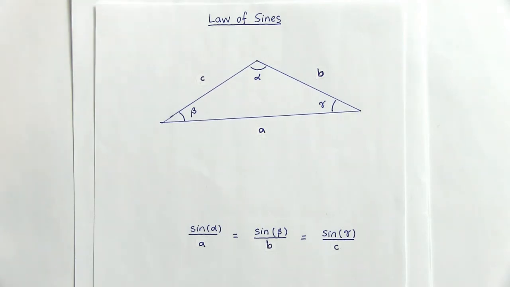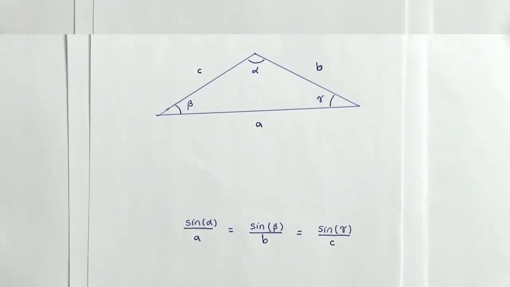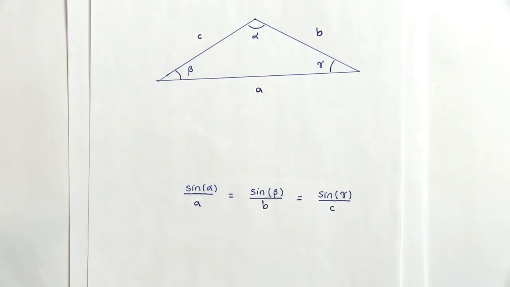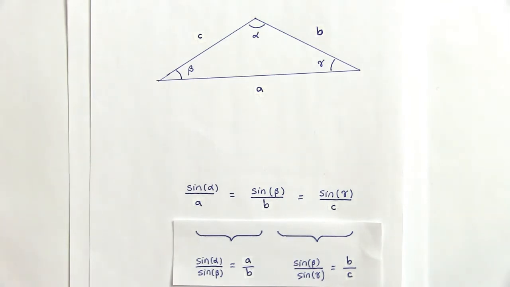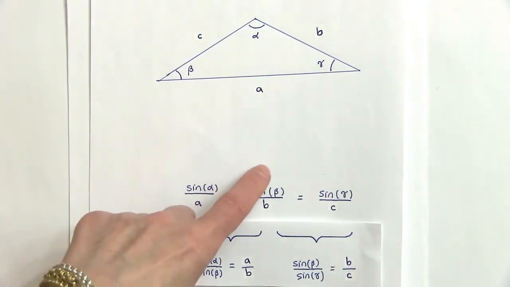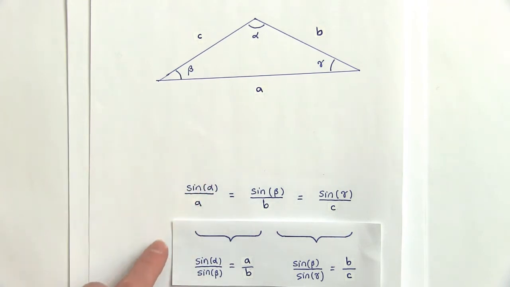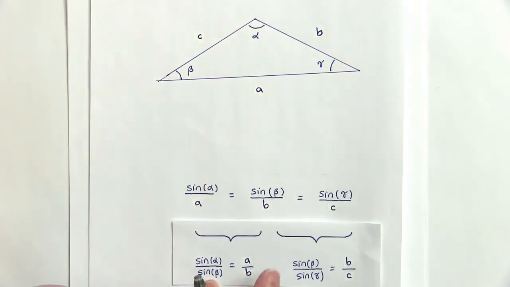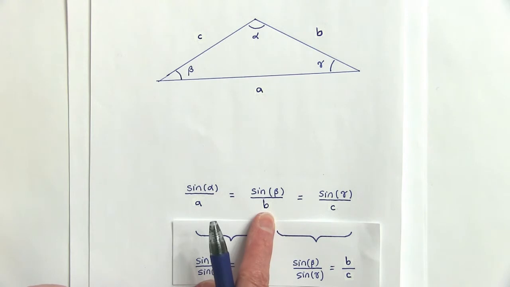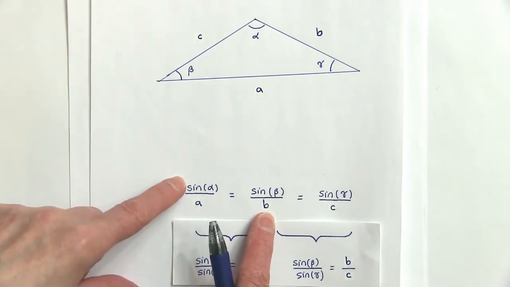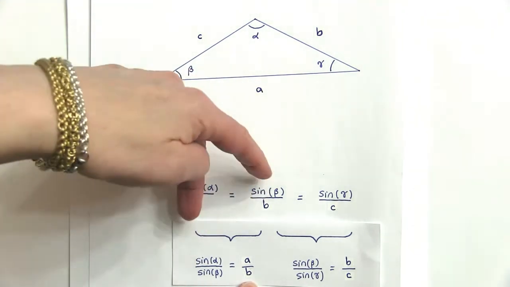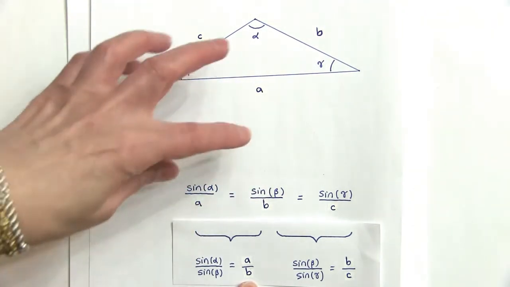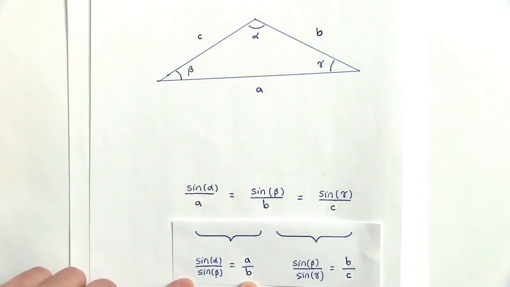And if we think about it, these equations can be rearranged. For example, if we look at this bottom set of equations here, this left-hand equation can be rearranged this way if we leave the b in the denominator here and the sine of alpha in the numerator here, and then switch the a and the sine of beta like this. This equation is equivalent to this equation.